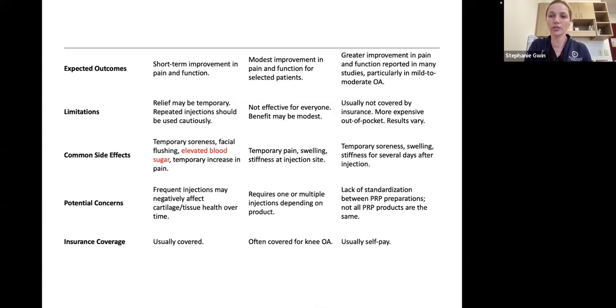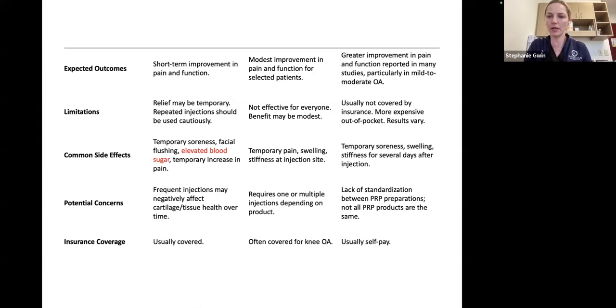For gel injections, they don't tend to work as quickly. Again, we think of them more so as maintenance. A lot of times, because it's gel, it's thick, patients feel discomfort after the shot. That usually goes away on its own, but the shot itself can be uncomfortable.